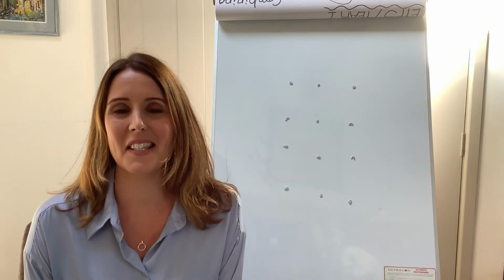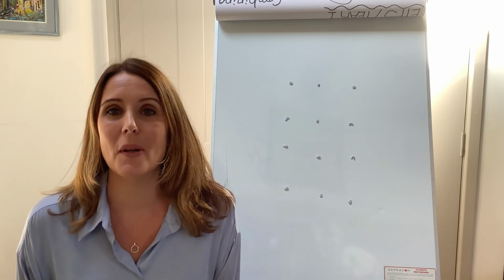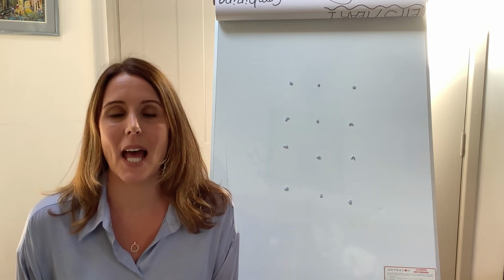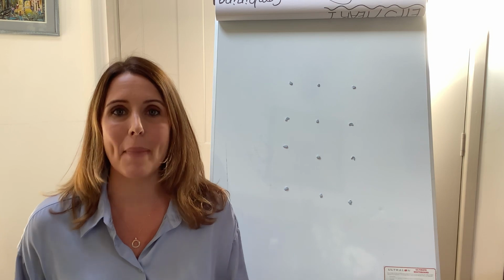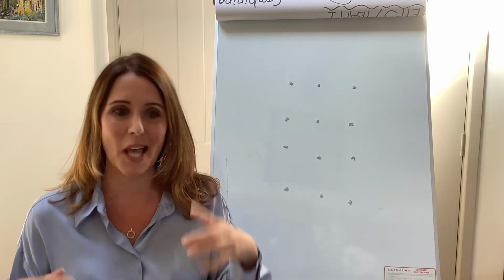Hi, welcome back to the second part of Addition 2. So earlier we looked at number bonds to make numbers up to 10. So finding numbers that combine together to make 5, 6, 7, 8, 9 and 10.